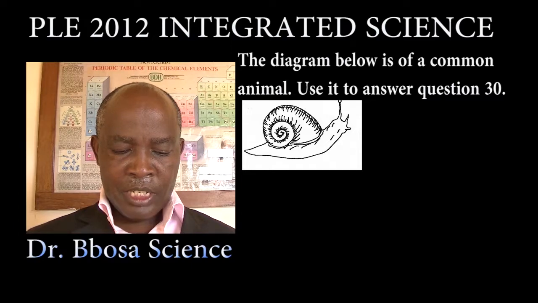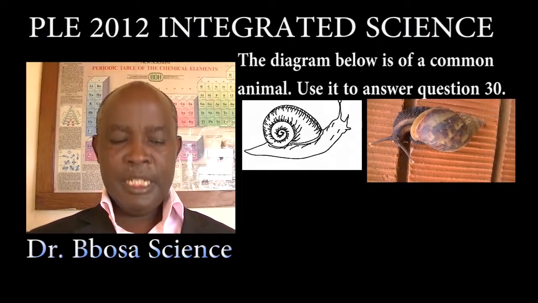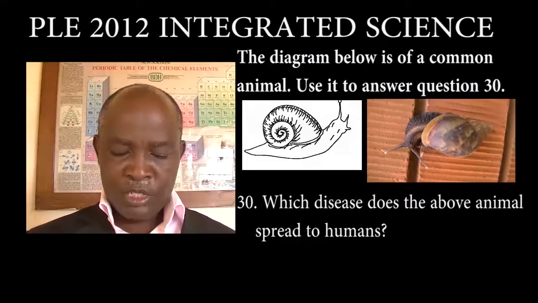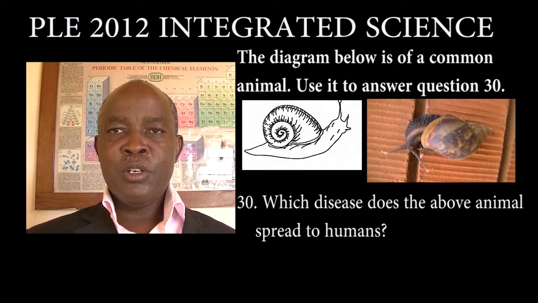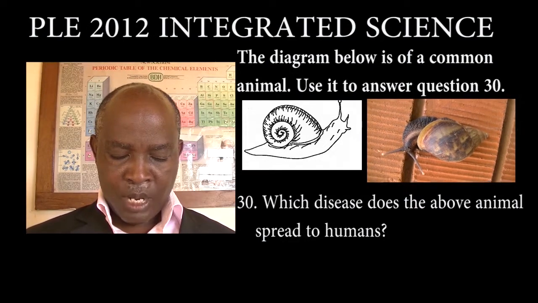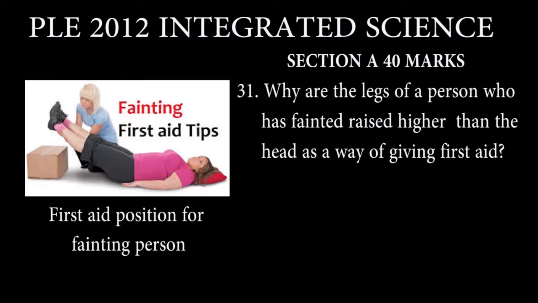The diagram below is of a common animal used to answer question 30. Which disease does the above animal spread to humans? Bilharzia or schistosomiasis.